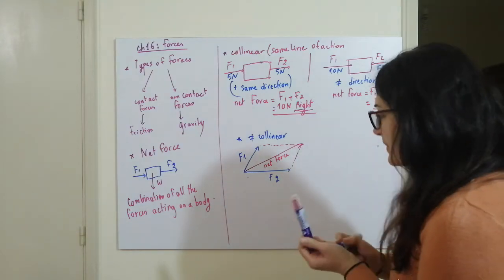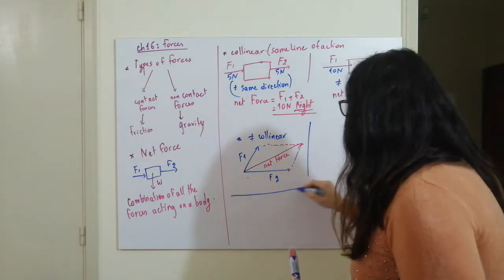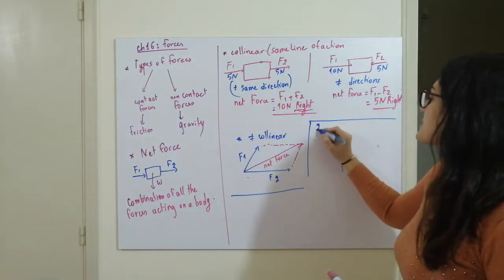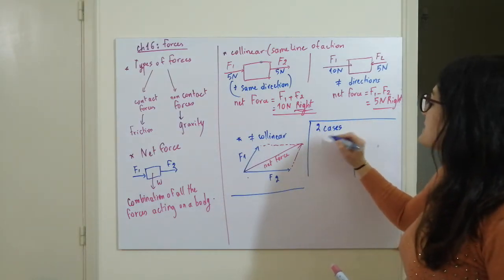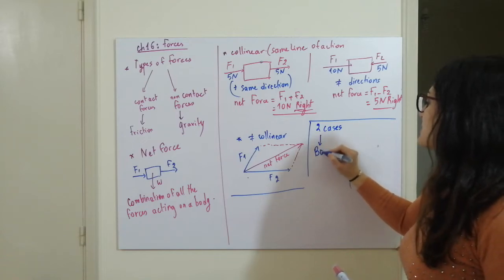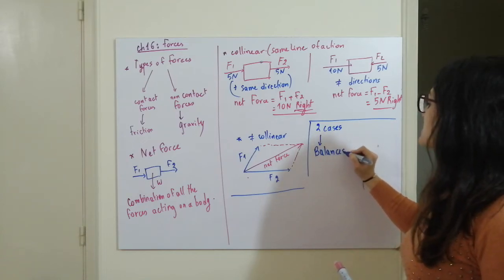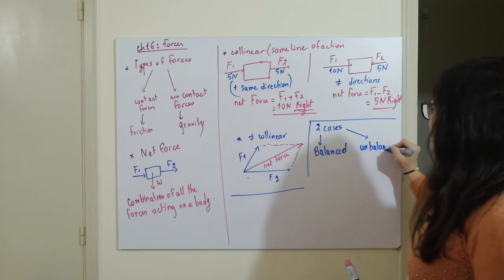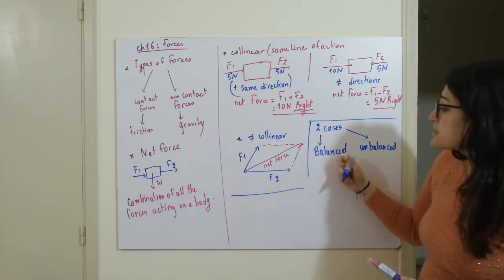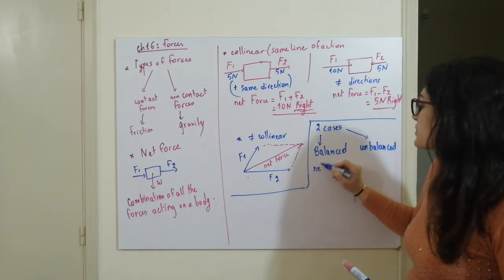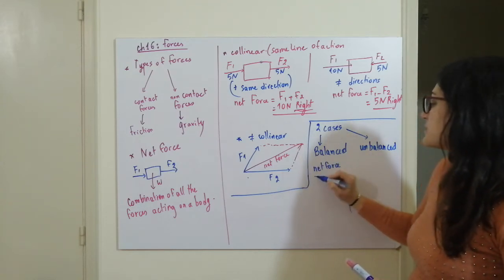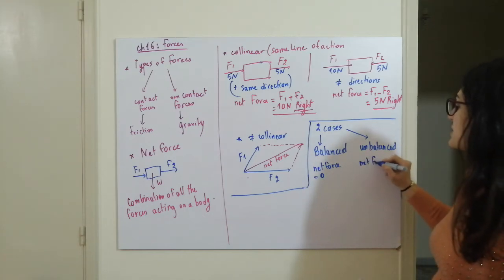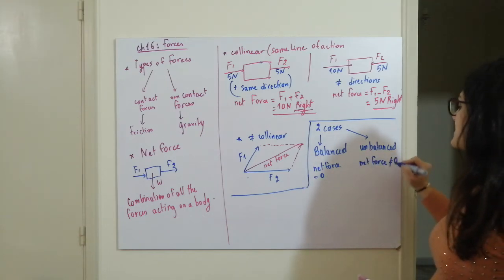Okay. Now, after calculating the net force, I have two cases. The forces can be balanced and the forces can be unbalanced. Now, the forces are balanced if the net force is equal to 0. The forces are unbalanced if the net force is different than 0.